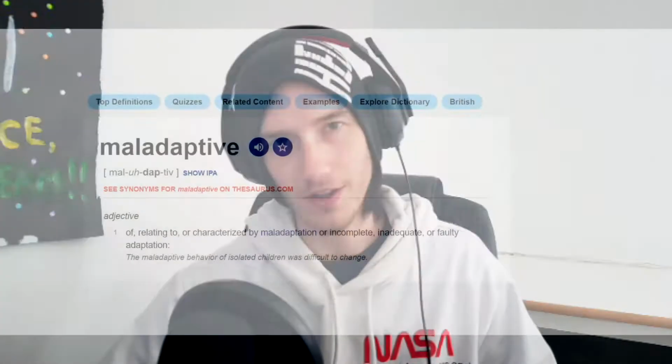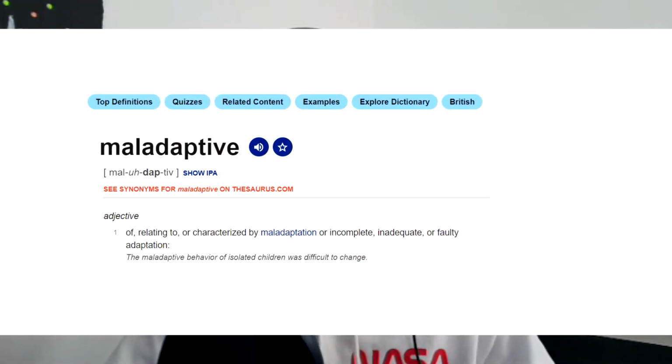The dictionary definition of maladaptive is as follows: of, relating to, or characterized by maladaptation or incomplete, inadequate, or faulty adaptation. Maladaptive daydreaming is problematic because it is a behavioral addiction or psychological condition which interferes with everyday functioning, daily tasks, and as a result, a person's maladaptive daydreaming habits cause distress. This is everything that makes the condition problematic in the first place.